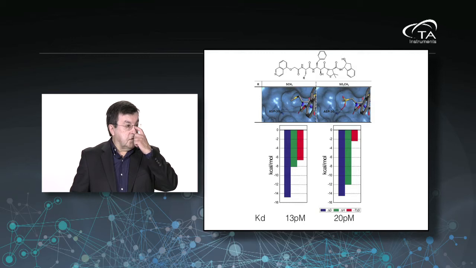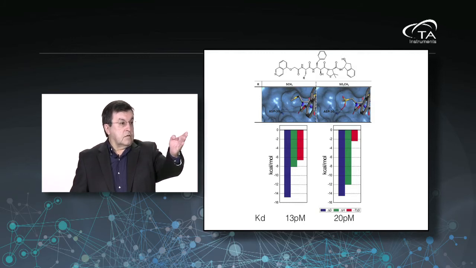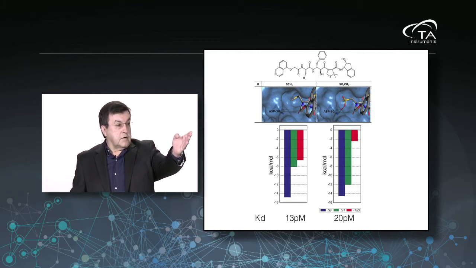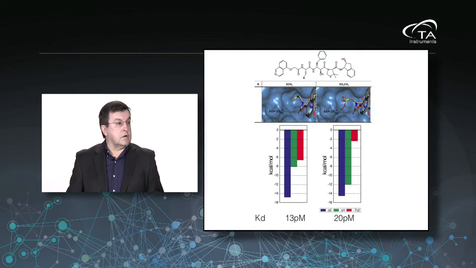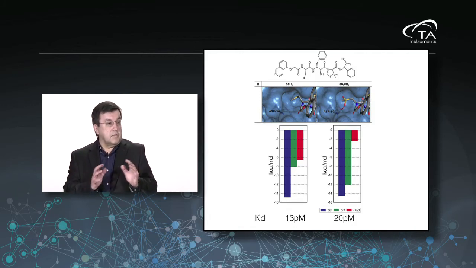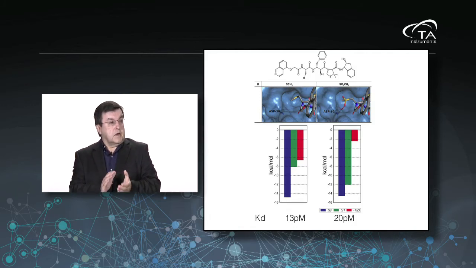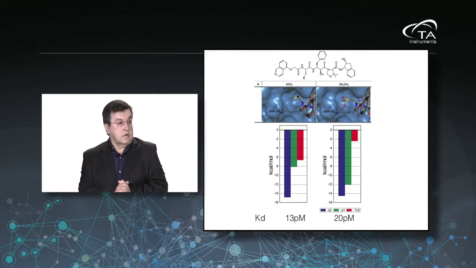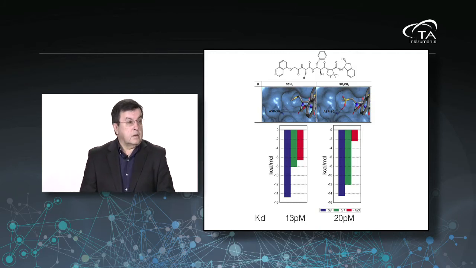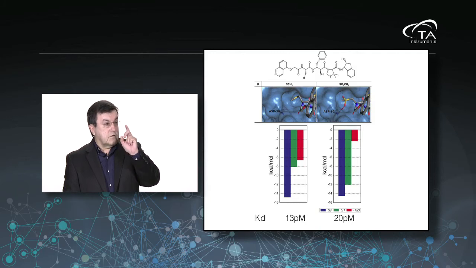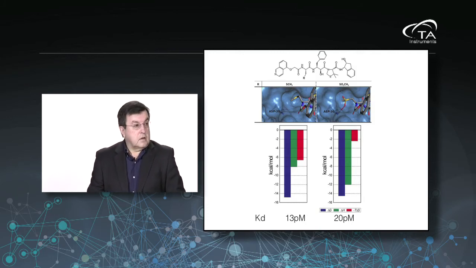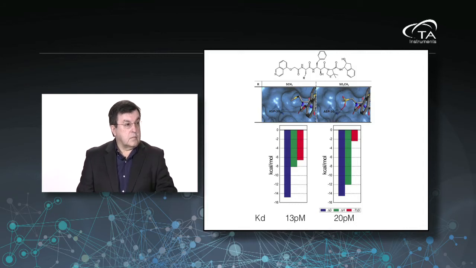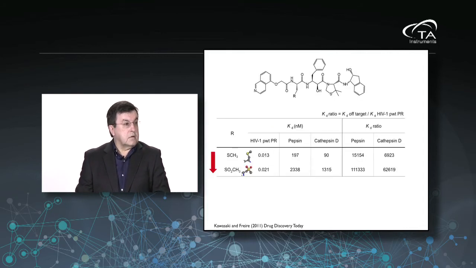There is no gain in affinity. In fact, there is a little loss in affinity. The affinity goes from 13 picomolar to 20 picomolar. So the two compounds have very similar affinities, but very different thermodynamic signatures. And that's a very nice example, because here we have a very strong hydrogen bond that does not contribute to affinity. Let's see how the hydrogen bond contributes to selectivity.